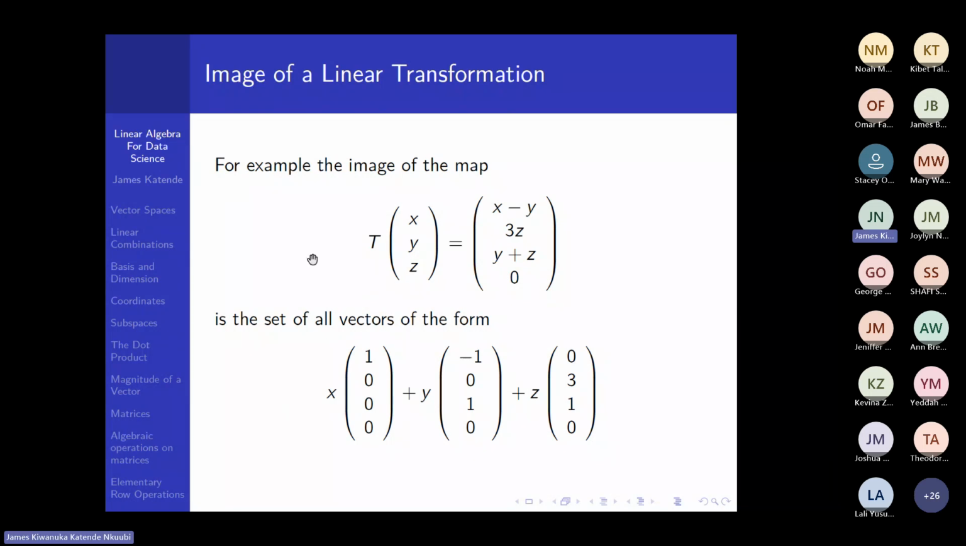So here is an example. We have this map. This one is from R3 to R4. So it picks X, Y, Z and sends it to this vector in R4, where the first element is X minus Y, the second one is 3Z, the third one is Y plus Z, and the fourth one is 0. So any element in the image will look like this, right? You can see that. So it turns out that if you look at this carefully, you can write it as a linear combination of these three vectors. If you pick X, maybe I should go to the board again.